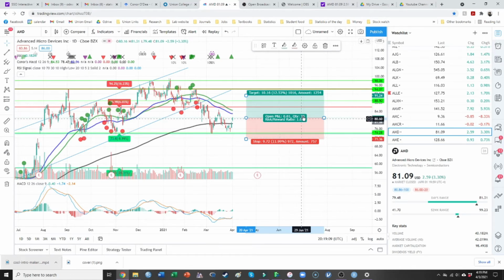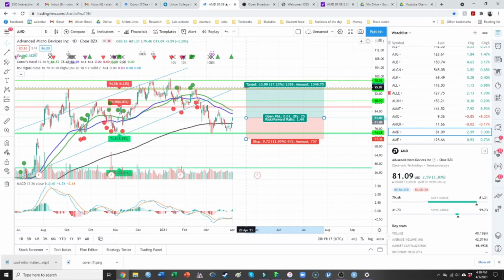Now I need to figure out what my target profit is going to be so that I have a 1.5 to 1 reward to risk ratio. So I'm going to increase this up to 1.5, somewhere around there. So I'm looking at a target profit of $95.78, which would be a gain of 18%.